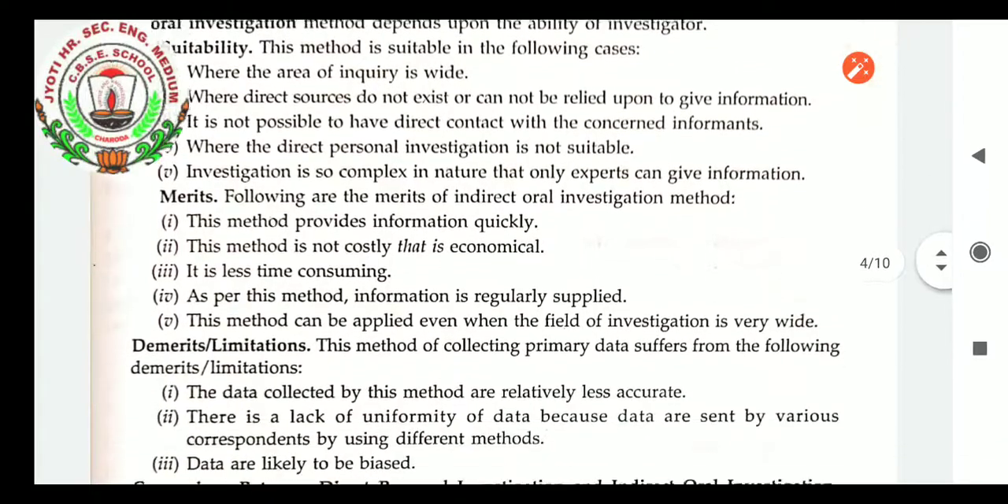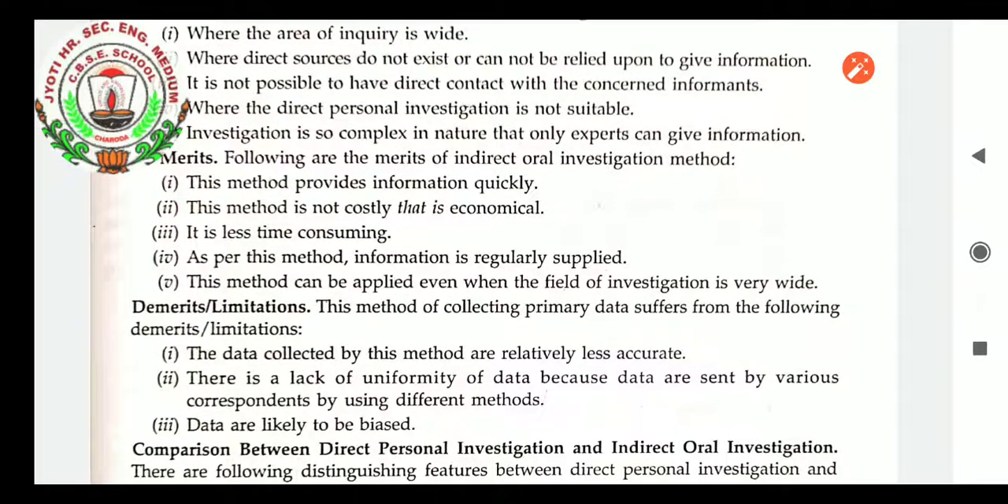Next are the merits. The merits and demerits are as follows. This method provides information quickly. As it is oral investigation, we have some questions, we pass the questions to the person in front, and they give their judgment and oral answers to us. This method is not costly, that is, it is economical in nature, and less time consuming. As per this method, information is regularly supplied. This method can be applied even when the field of investigation is very wide.